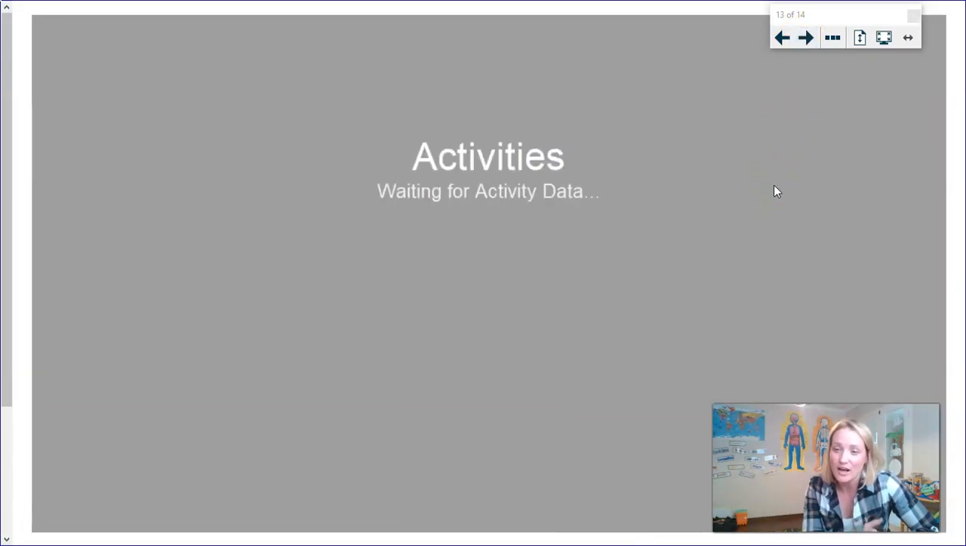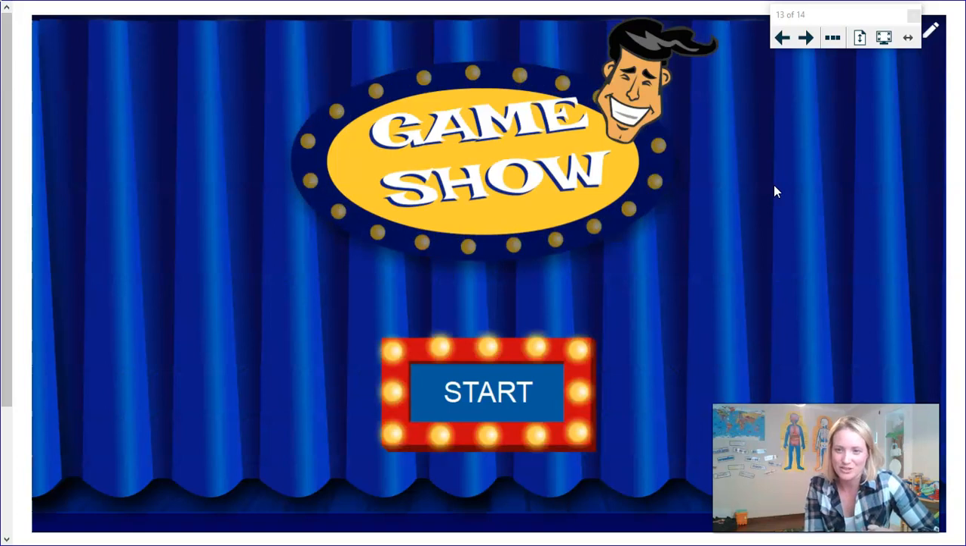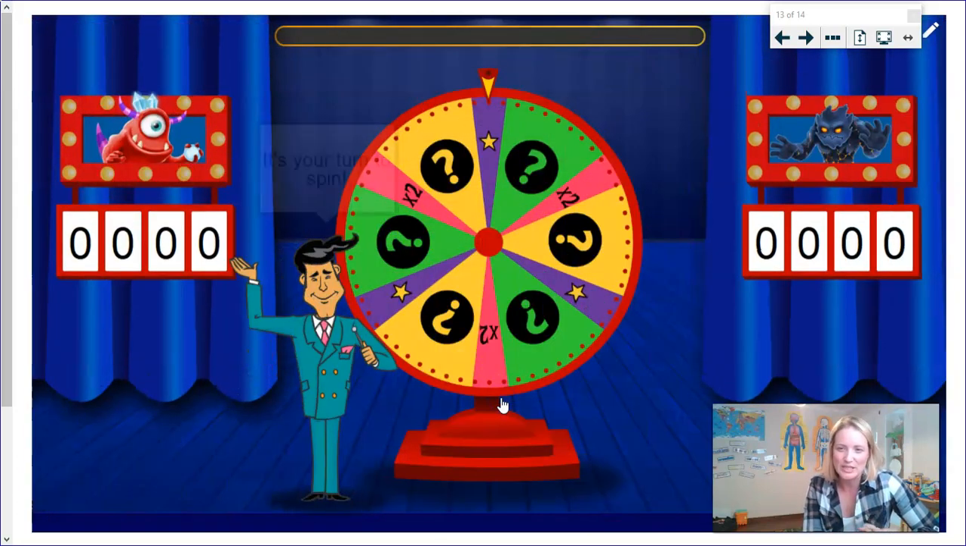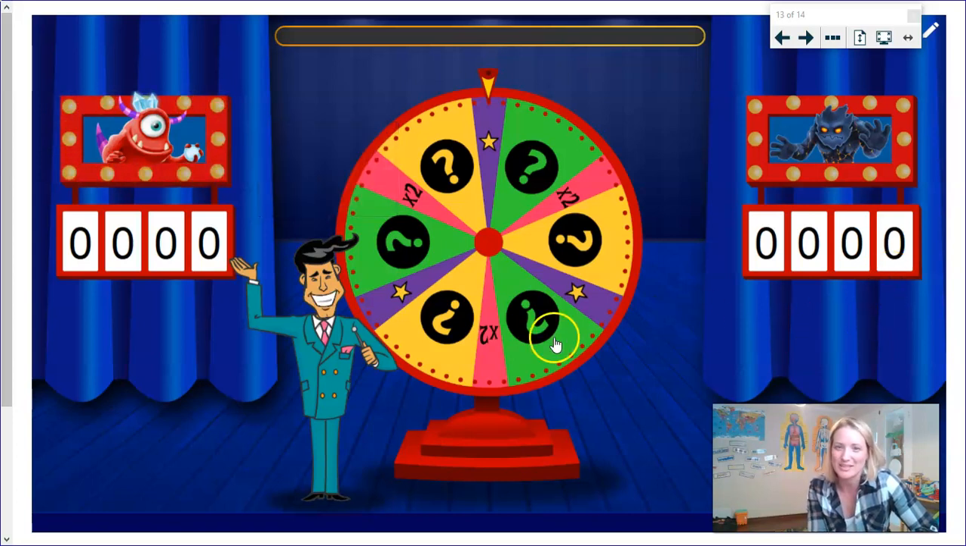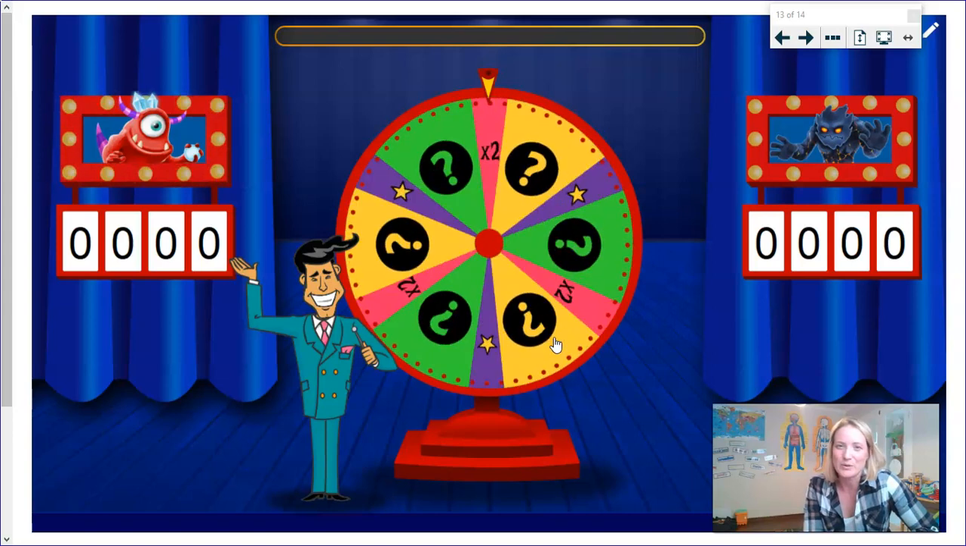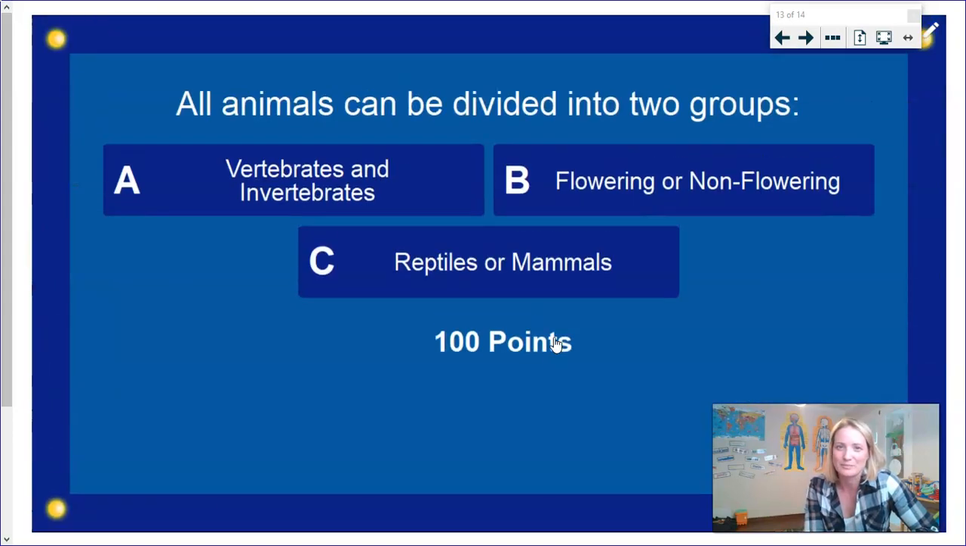Now, if I was in the classroom, I would split my class into 2 teams. So this will have 2 teams on either side, one here and one here. But don't you worry, we're just going to spin the wheel and answer the questions all together. So I spin the wheel, and what question will we land on?